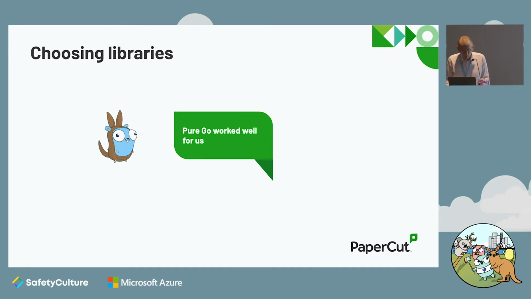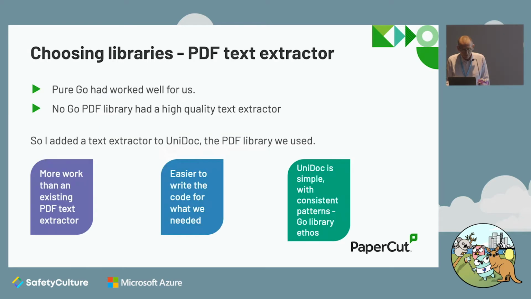Now, Go's been working pretty well for us for a few years, so our first attempt was to see if we could find Go libraries to do this. The first library we needed was the text extractor. We could find no libraries that did this, but we had a library that was working pretty well, which was this Unidoc. So I wrote a text extractor for Unidoc, made a pull request, and got it integrated.